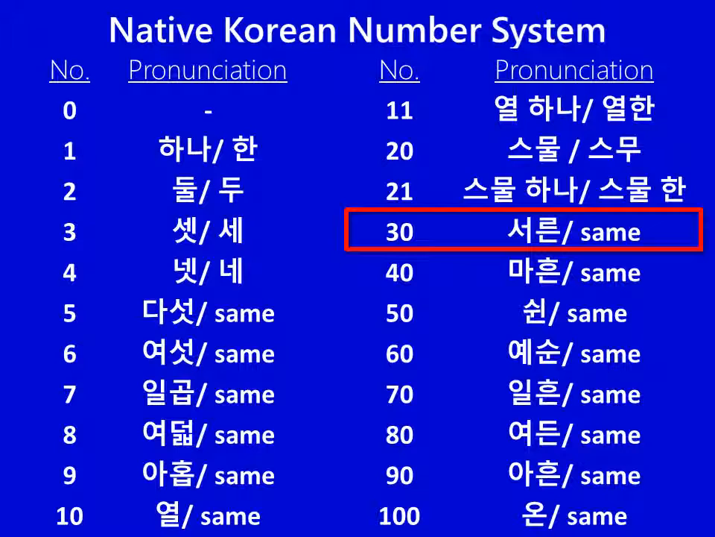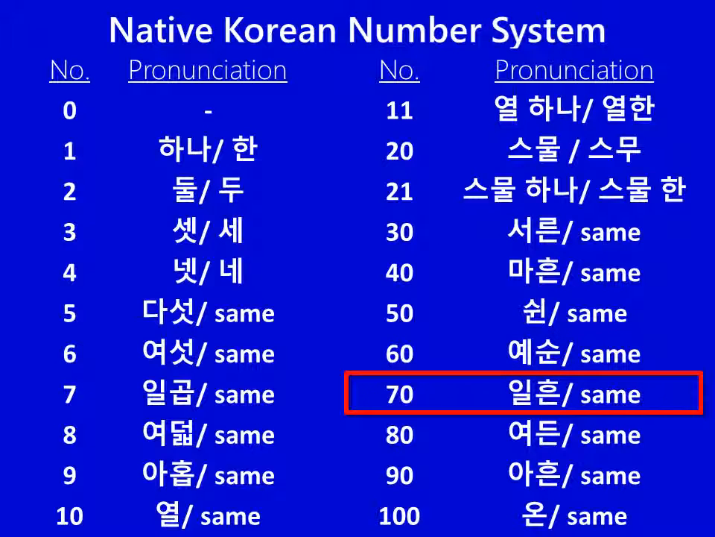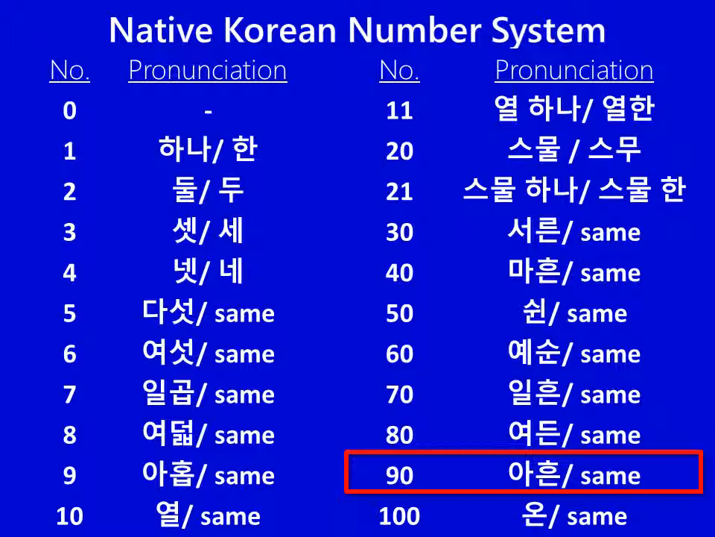Then 30. 서른 개. It's the same. The form does not change. The spelling does not change. 마흔 개. 쉰 개. 예순 개. 일흔 개. 여든 개. 아흔 개.